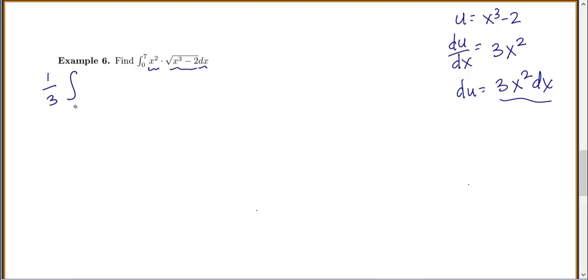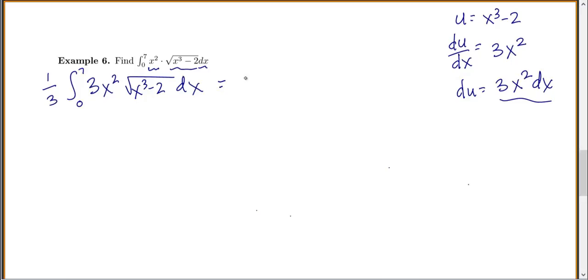So what I need to do is rewrite this. I'm going to write it as 1/3 times the integral from 0 to 7 of 3x squared square root of x cubed minus 2 dx. The reason why is I need that 3 in there, but if I put a 3 in, I have to put a 1/3 on the outside to keep it balanced.